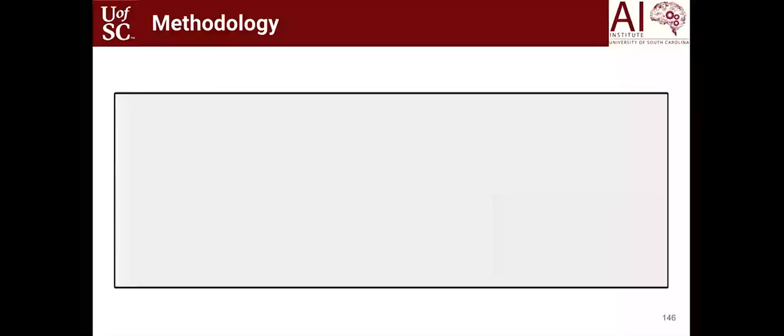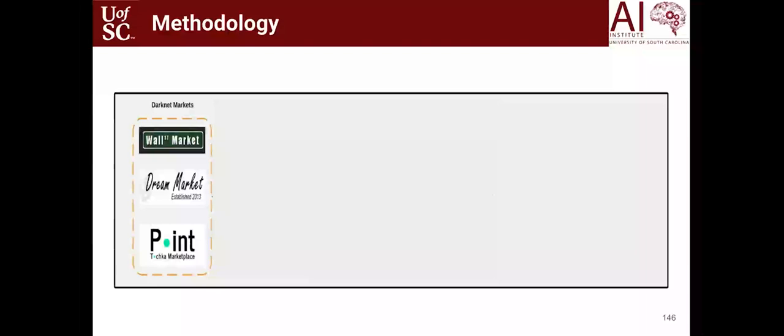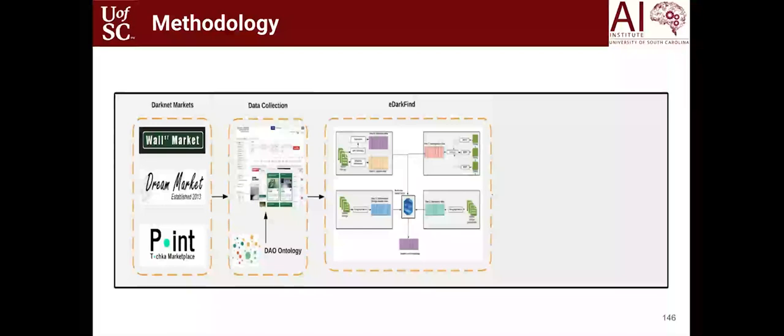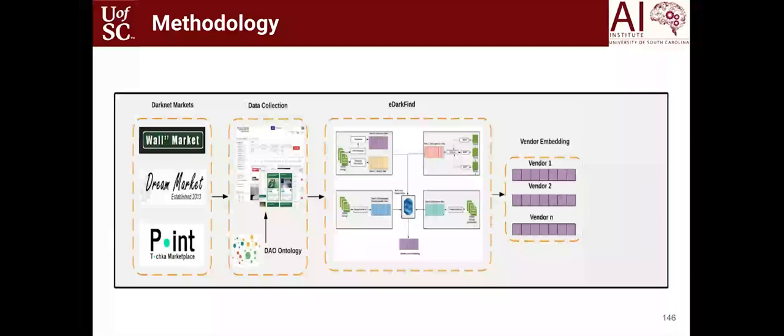Now we discuss the overview of our methodology. Firstly, we extracted data from the different markets, and this is done using the eDark Trends platform, which is our in-house method. Then we introduced the drug abuse ontology to our data set to extract slang, class, drug dosage, et cetera. We then send this data to our eDark Find model, which produces the vendor embeddings. These vendor embeddings can be compared with each other to compute the similarity score. We then choose an appropriate threshold that determines whether two vendors are similar or not. We experimented with different thresholds and noted that 0.5 was the sweet spot.